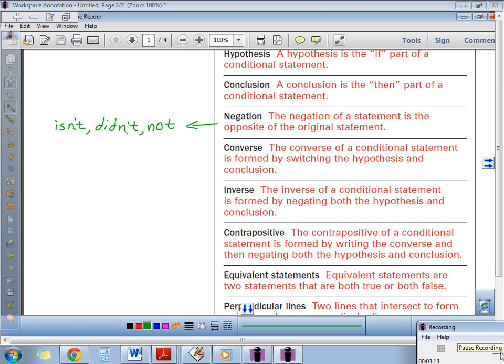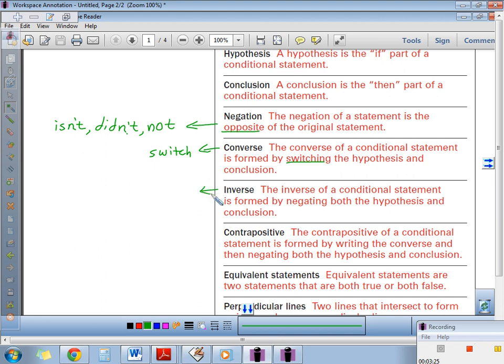Another important word would be converse. Converse has a different word than negation. When you do the converse of a conditional statement, you switch the hypothesis and the conclusion. So the key word for converse is switch. The key word for negation, what was that one? I didn't underline it. Opposite, or not. Yeah, you could think of it as not. They use that word a whole lot. So the converse switches the order. The negation takes the opposite.